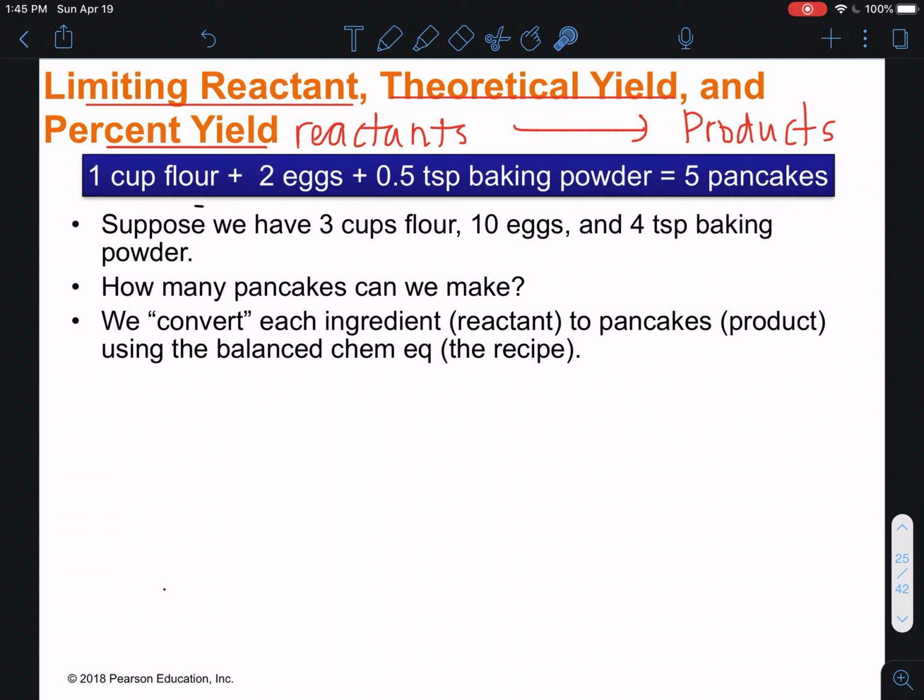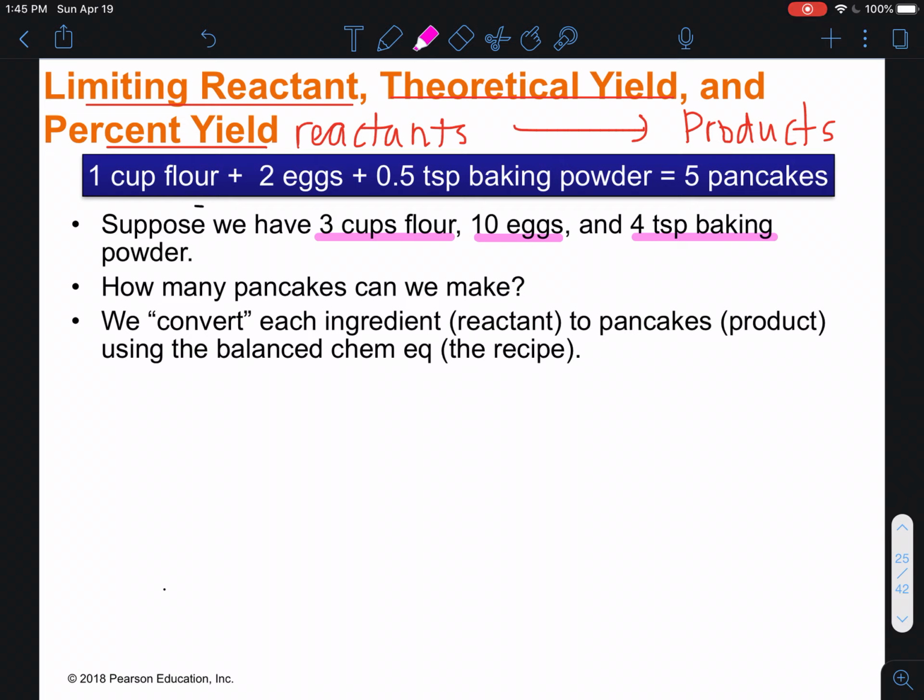You need to have a certain amount of starting material, right? So what I mean by that is, suppose we have 3 cups of flour, 10 eggs, and 4 teaspoons of baking soda, right? That's your real world example. You want to make pancakes for your family, how many pancakes can you make?